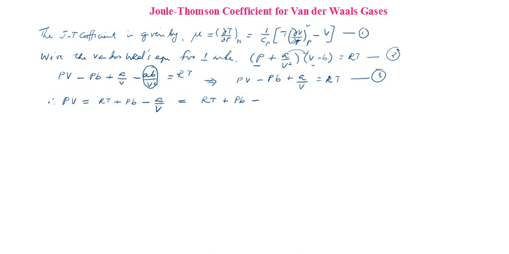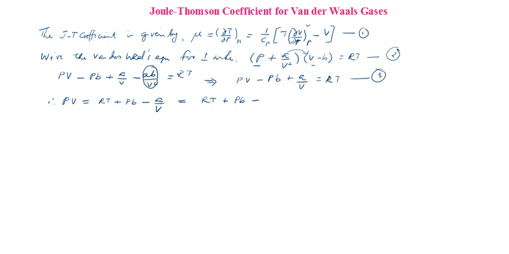So I thought I have seen another derivation, but I don't find that derivation justified because they are substituting for V in terms of P, R and T, but that can be done only for an ideal gas. So let me go back here.